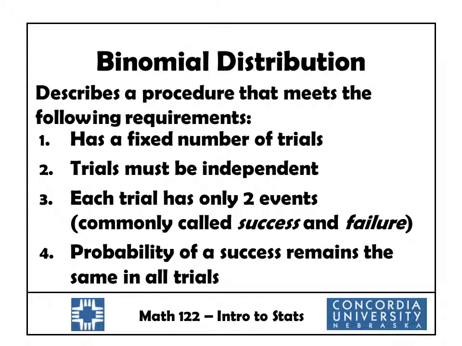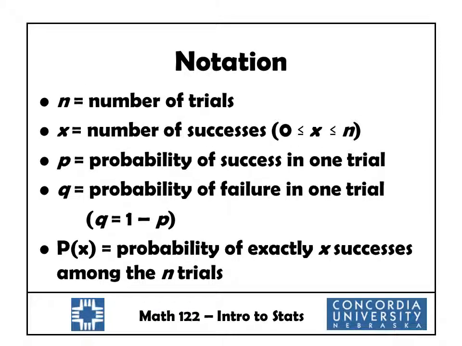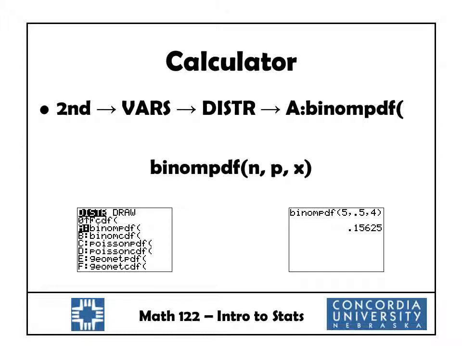Next, we talked about a specific type of distribution called a binomial distribution, which describes a procedure that meets certain requirements. The important one there is number 3: each trial has only 2 events. That's where the bi in binomial comes from. For a binomial distribution, n is the number of trials, x is the number of successes, p is the probability of a success in one trial, q is 1 minus p, and P of x is the probability of exactly x successes among the n trials.